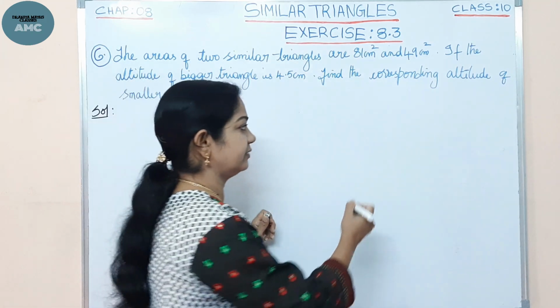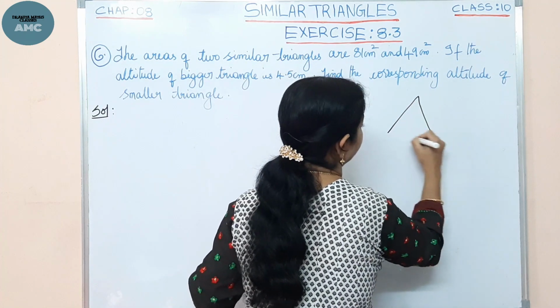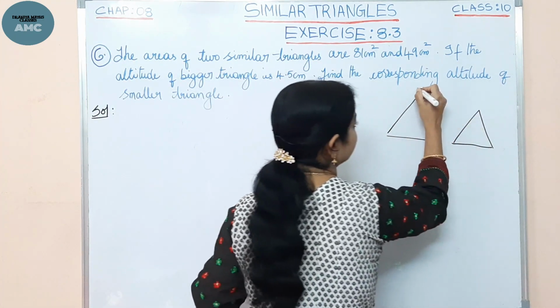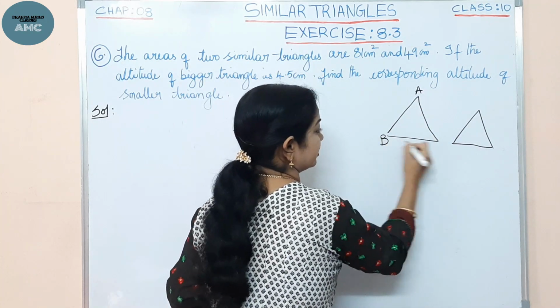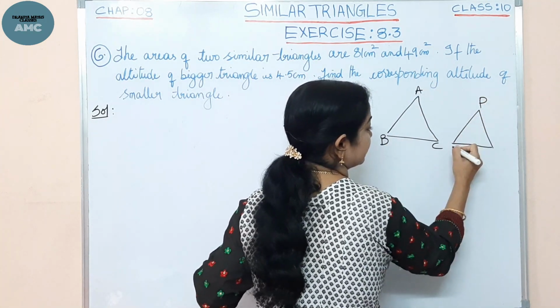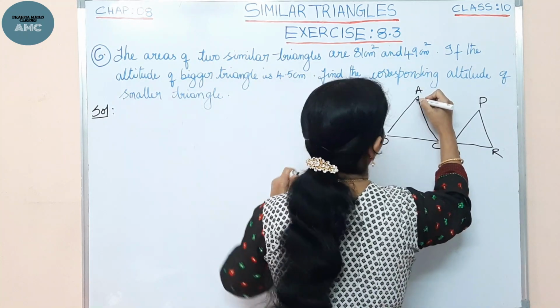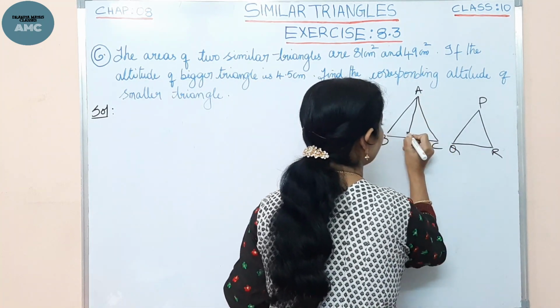Now the diagram is not given. Let us draw the diagram. Okay, one triangle is bigger and another triangle is smaller comparatively. So let us suppose this as PQR. So here it is given that the altitude is the line.